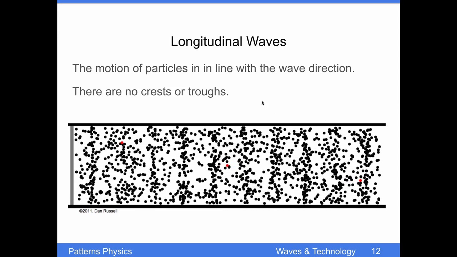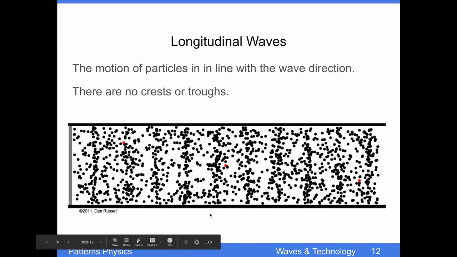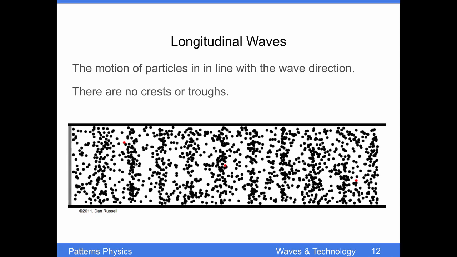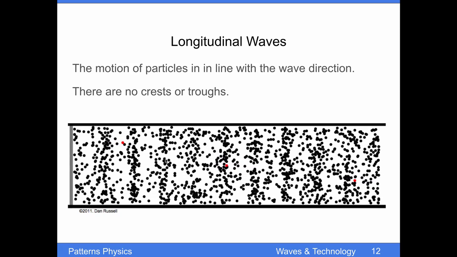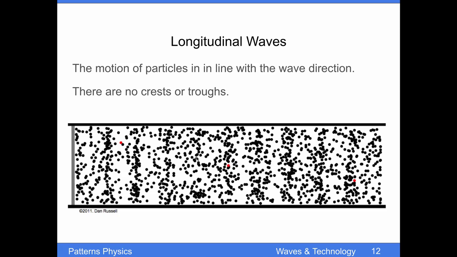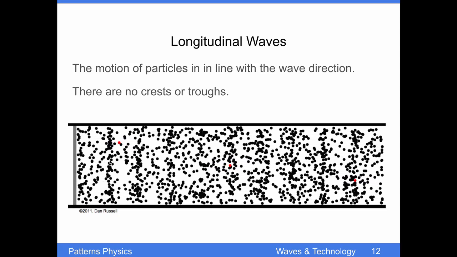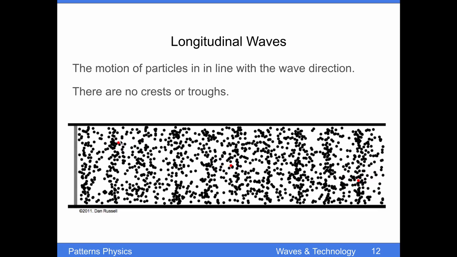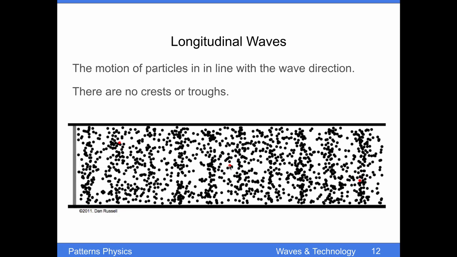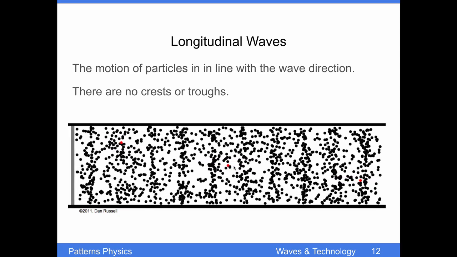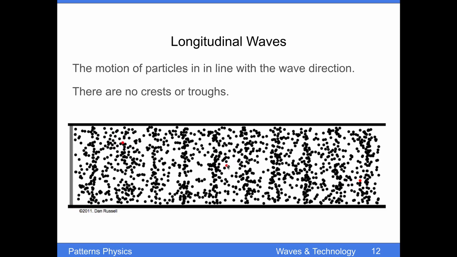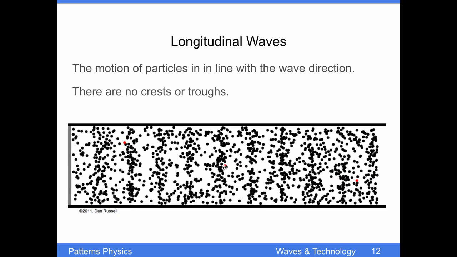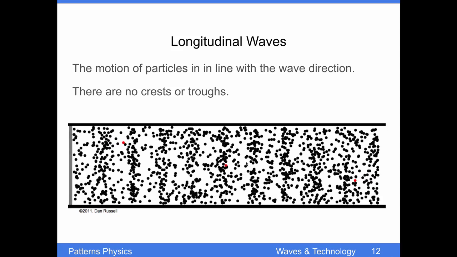Here's another example of a longitudinal wave. This would be kind of representative of what sound would look like if you could see the individual molecules of air. There are no crests and troughs in the classic sense. Now notice these sections of density move from left to right, but the particles themselves, and you can see this in the red particles, they don't actually move with the wave. They kind of wiggle back and forth. In other words, the direction of oscillation is left and right, and the wave is traveling from left to right.